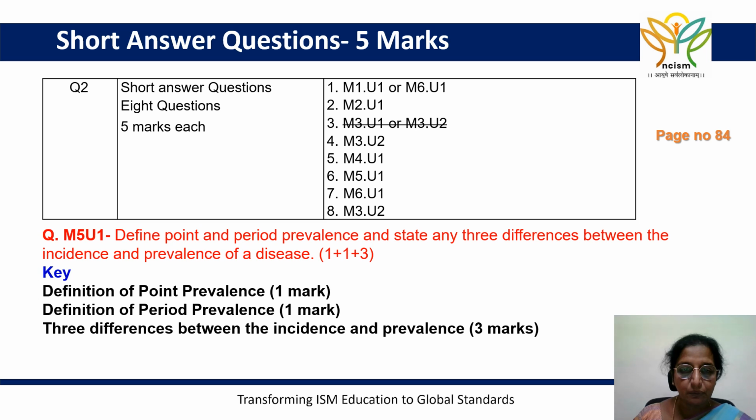Define point and period prevalence and state any 3 differences between the incidence and prevalence of a disease. And the key and the marks assigned for each key has been shown below. Definition of the point prevalence, give 1 mark. Definition of period prevalence, give 1 mark. 3 differences between the incidence and prevalence, you assign 3 marks, 1 for each.